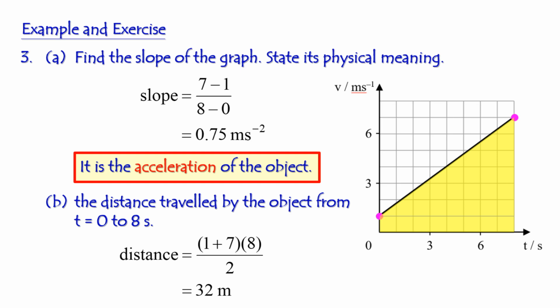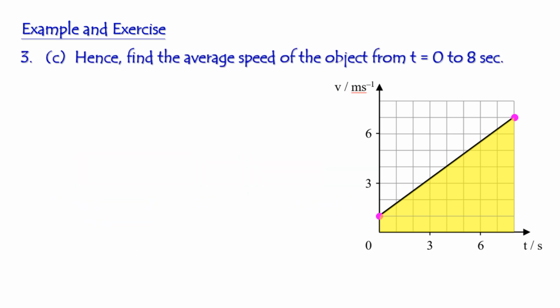Okay, the last part of this question asks you to find out the average speed of the object throughout the journey from 0 to 8 seconds. So, if you have to find out the average speed, which equation should you use? The first one, the second, or the third one? Yeah, it should be the first equation. The total distance traveled divided by the total time taken.